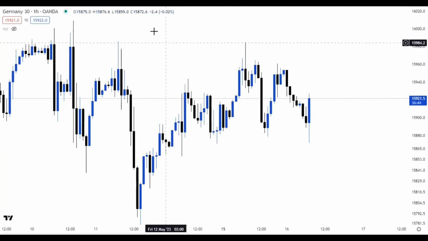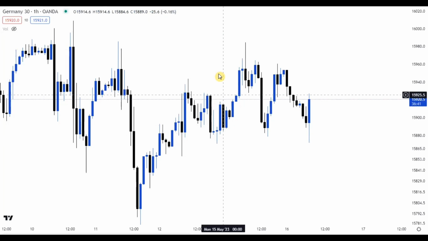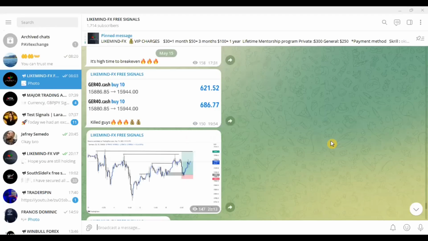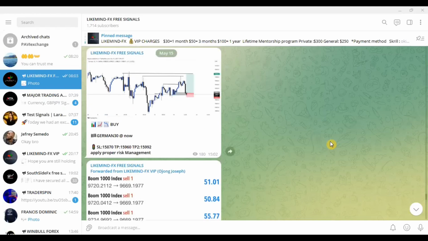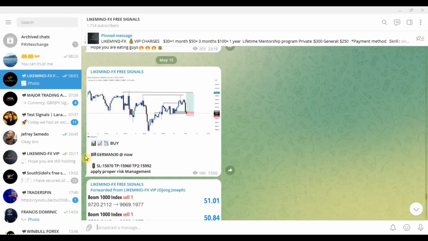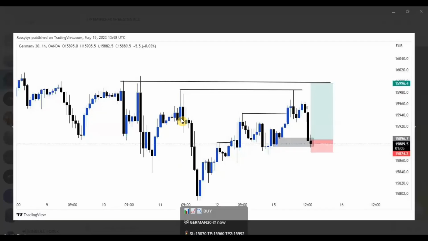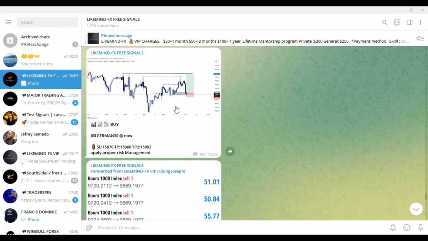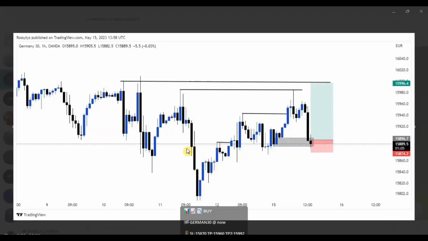All right, so now let me just show you my Telegram channel so that you can actually see. So now yesterday, this was it. This is when I actually gave the buy signal to my free Telegram group. All right, and if you're not here guys, you're actually missing out, because there's a lot going on and there will still be a lot to go on.